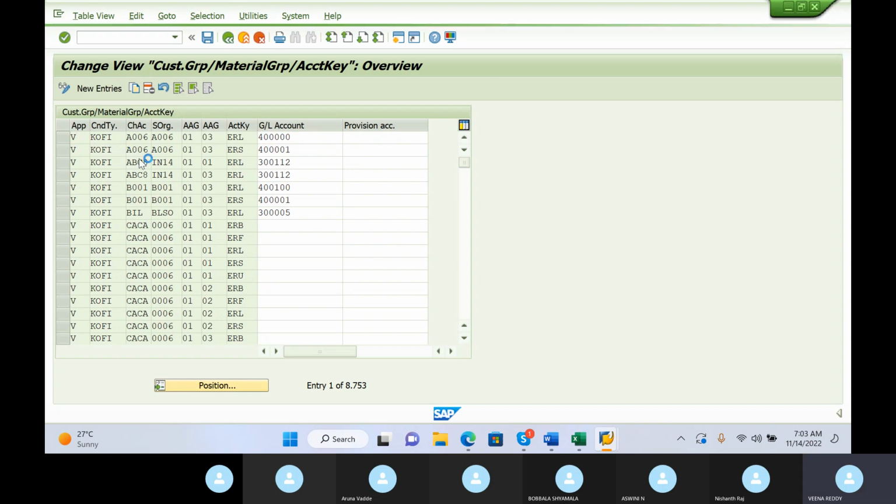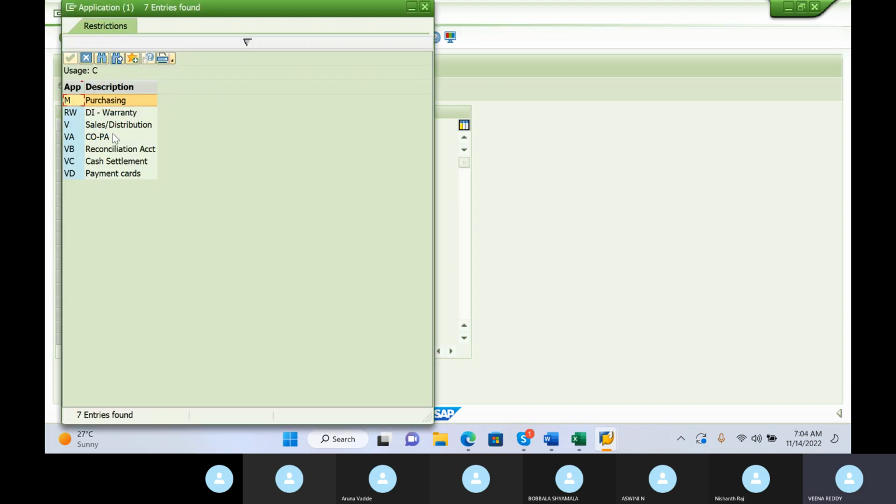Application means whether it is at the sales and distribution level, or cash settlements level, or purchasing level. We are going to the SD integration side, right? So that's why we're taking V, sales and distribution.